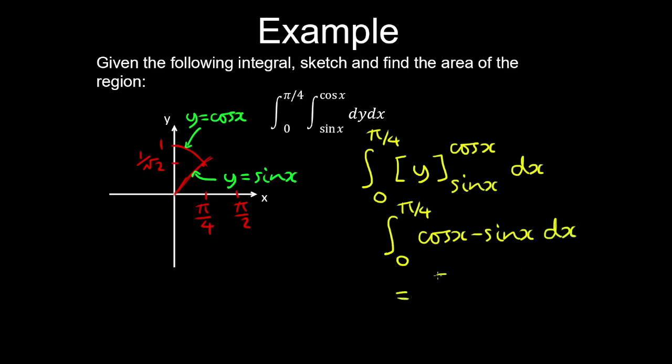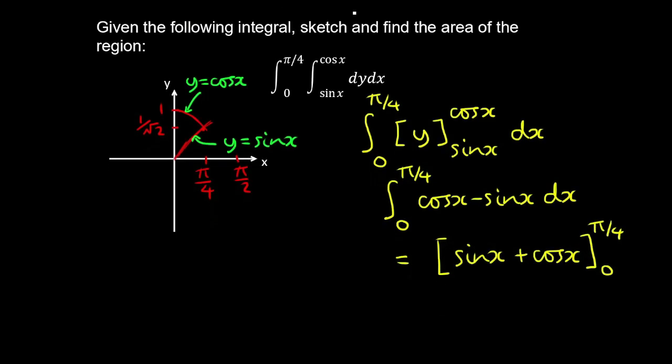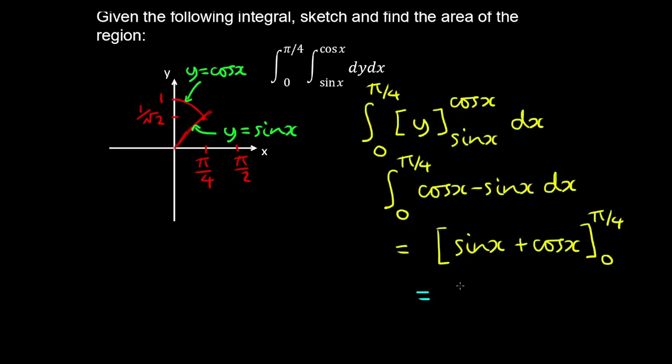So this evaluates the sine x minus cosine x at x equals 0 and pi on 4. So what we get is 1 on root 2 plus 1 on root 2 minus sine 0, which is 0, minus cosine 0, which is 1. So this evaluates to 2 on root 2 minus 1, which is root 2 minus 1.